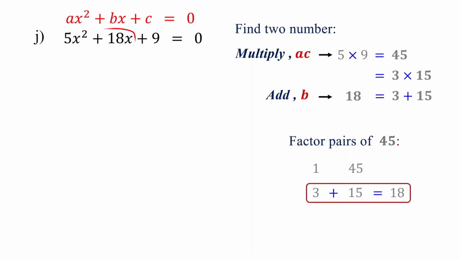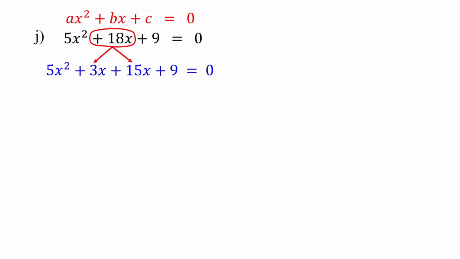The next step is to split the middle term using the two numbers we found. We can rewrite 18x as the sum of 3x and 15x. If we add these terms back together, we get the original 18x. So we are not changing the value of the equation. The other terms in the equation stay the same. Next, we factor by grouping.